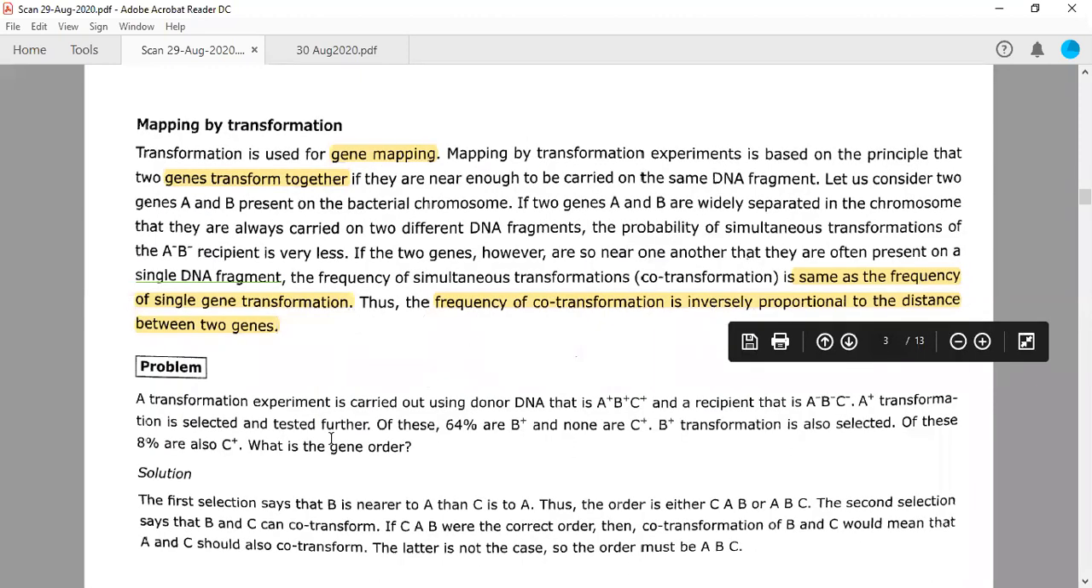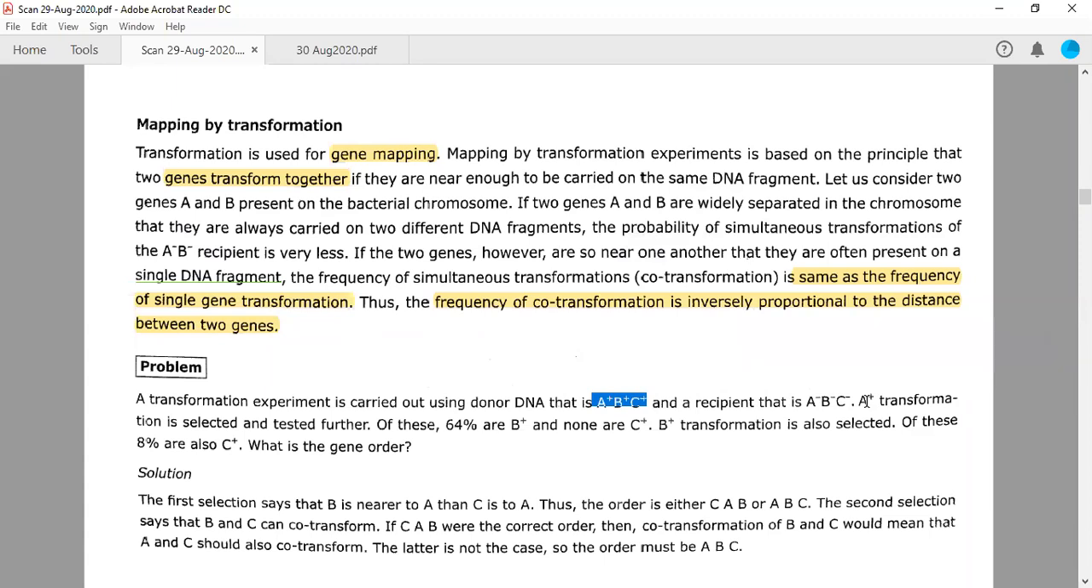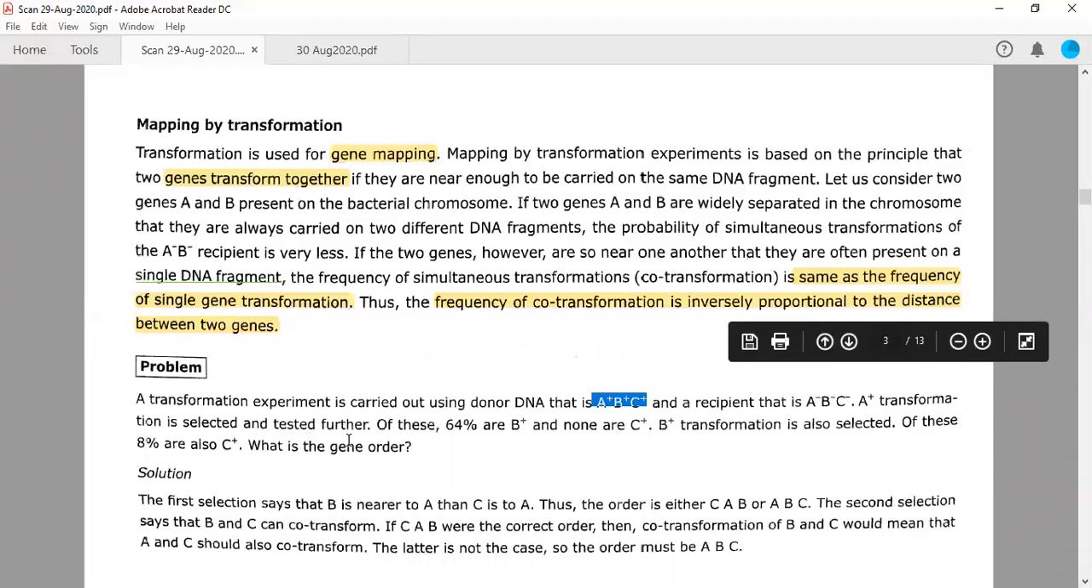For example, there is a problem. A transformation experiment is carried out using a donor DNA which has all the three genes A plus, B plus, C plus, and the recipient does not have all the three genes. We need to find the order of genes. A positive transformation frequency is tested, and of these B positive is 64%, none are C positive.